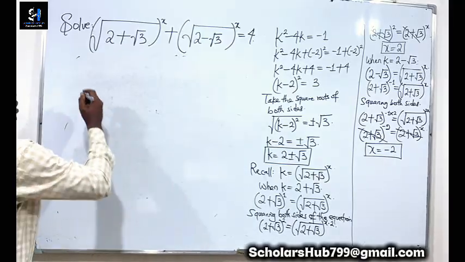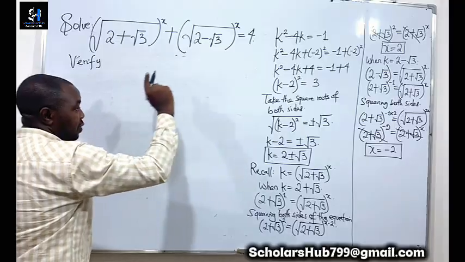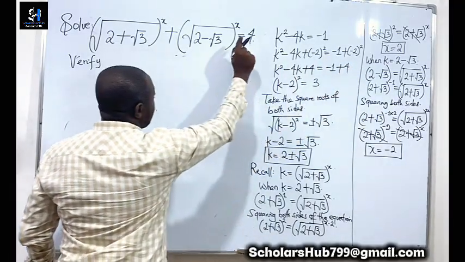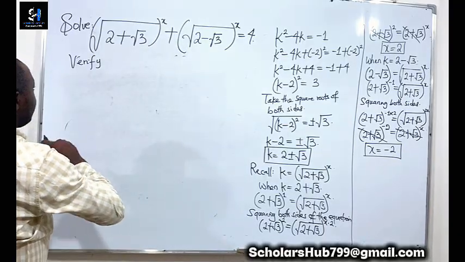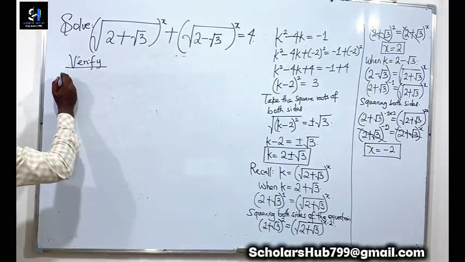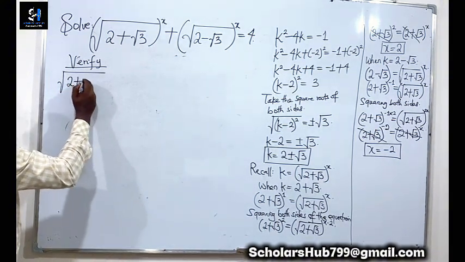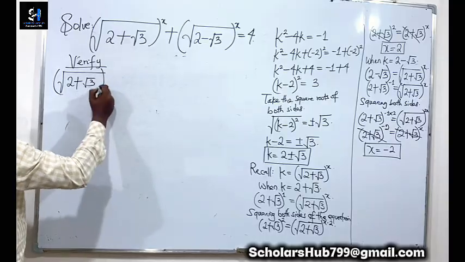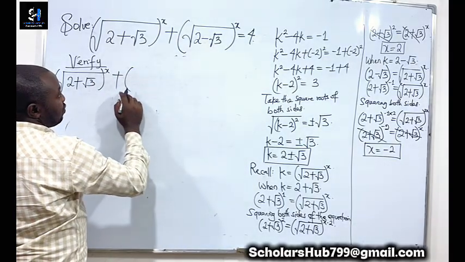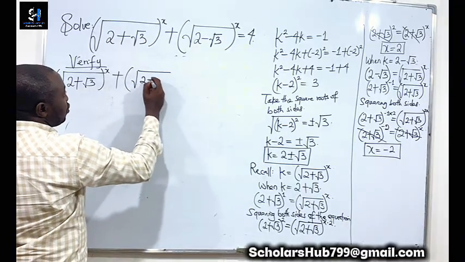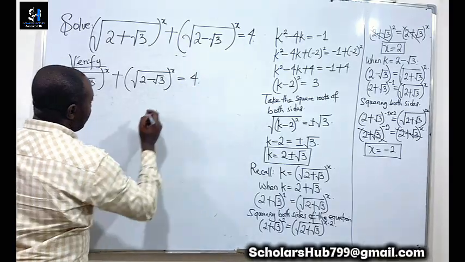Now let's verify: when the value of x is equal to 2, are we going to get 4 when we plug in the value of x here? Okay, let's verify. We are given the x power of radical 2 plus root 3, plus the x power of radical 2 minus root 3, equals 4.